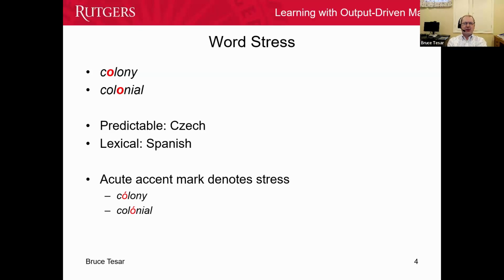Stress can be completely predictable in some languages. So in a language like Czech, the first syllable of every word is stressed. And that's all there is to say about stress in Czech. You know, it's always predictable, always in the same position. There are other languages where stress can vary, not just on the phonological context, but can be specified as part of the identity of a word where stress occurs. That's what would be called lexical stress. So Spanish is an example of a case where stress can be lexically specified. You could have two words that are otherwise the same that potentially could be distinguished by where stress lands in the word.